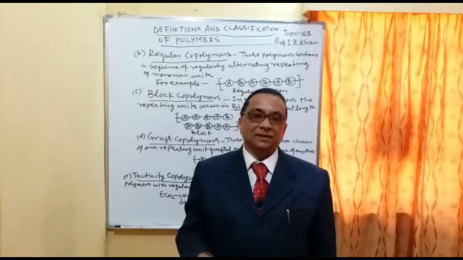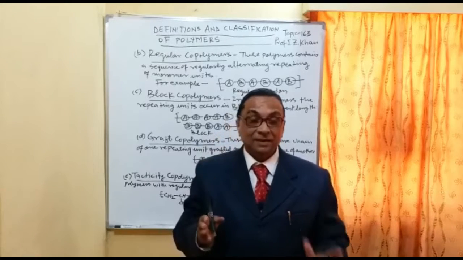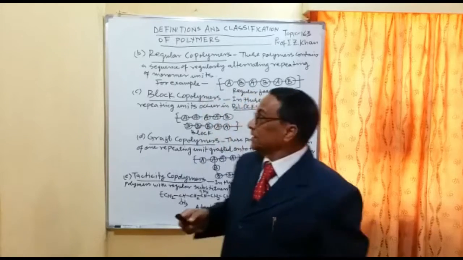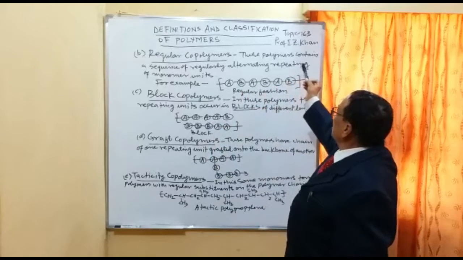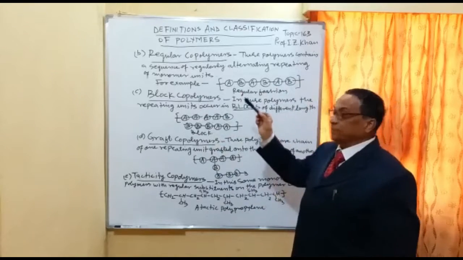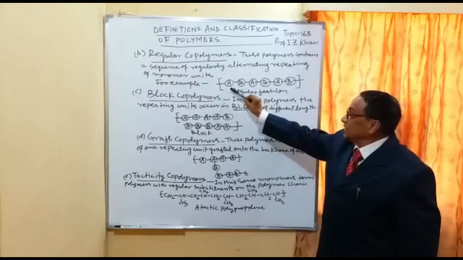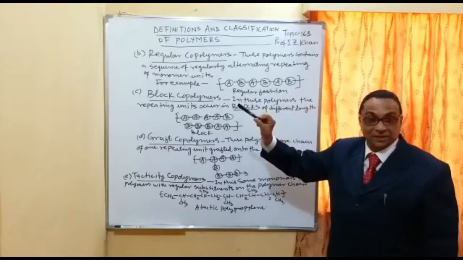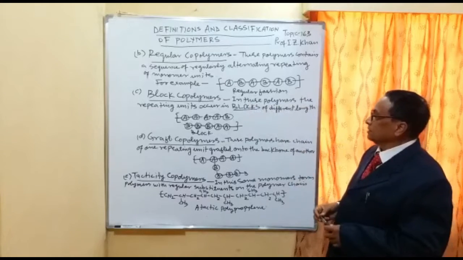So now here B is called regular copolymers, and here there is no such type of randomness or irregularity. Here regularly the monomers are arranged. So these regular copolymers contain a sequence of regularly alternating repeating monomer units. So for example, these monomer units are A and B. So they are alternate A, B, A, B, A, B, A, B. So they are all alternate in regular fashion. That is called regular copolymers, and C is called block copolymers.